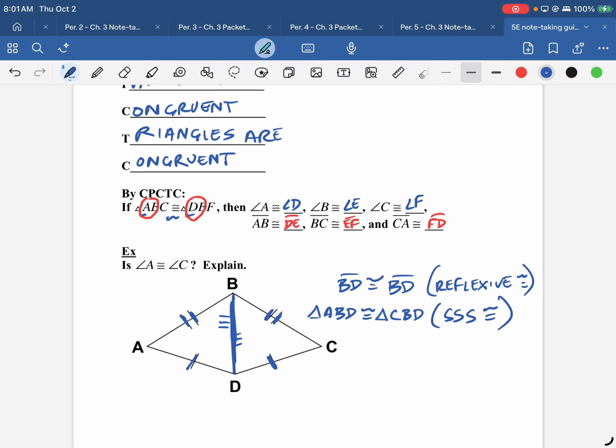Okay, and now that I've got those triangles congruent, well, now I can say, hey, these are corresponding pieces of those triangles, so they have to be congruent by CPCTC. So you have to get the triangles congruent first before you use CPCTC. Okay, so that's CPCTC in action.